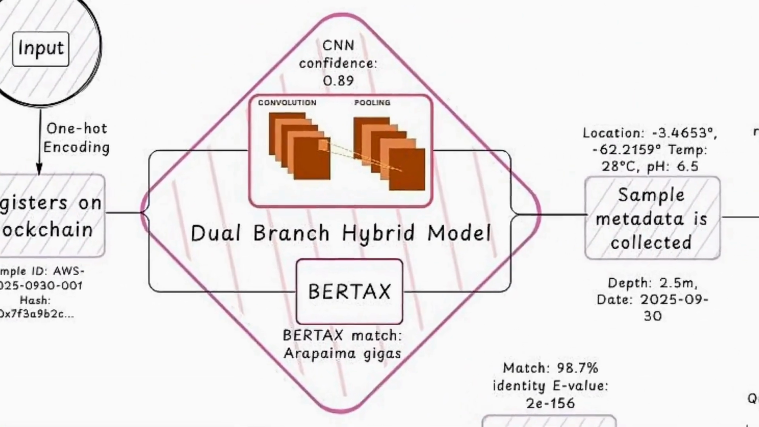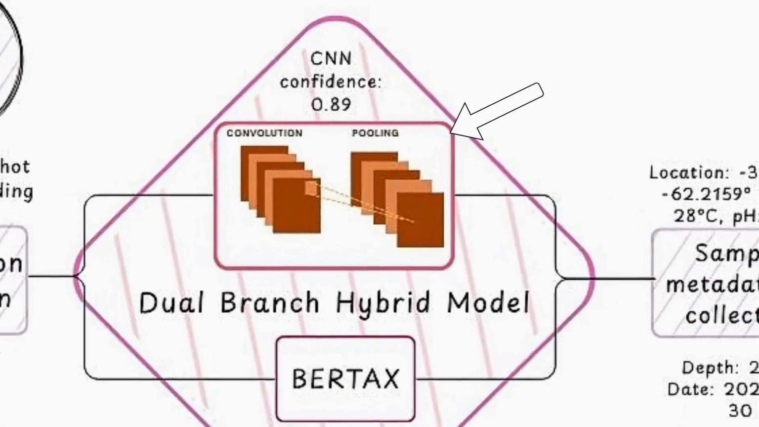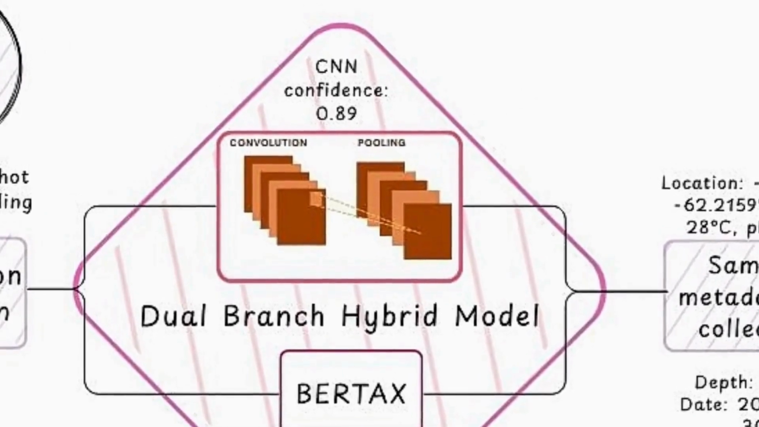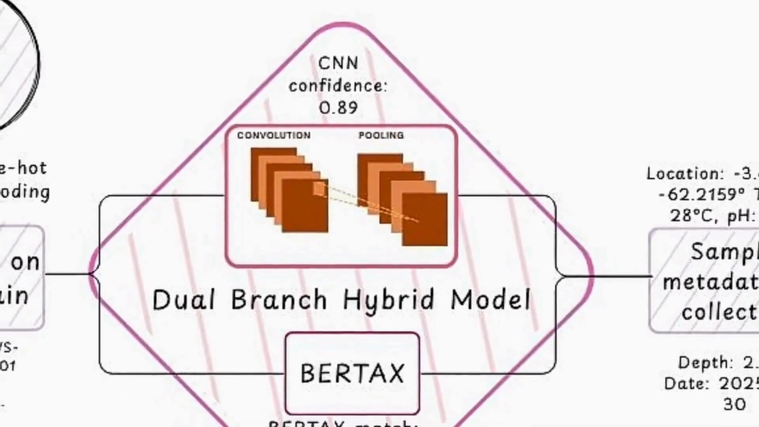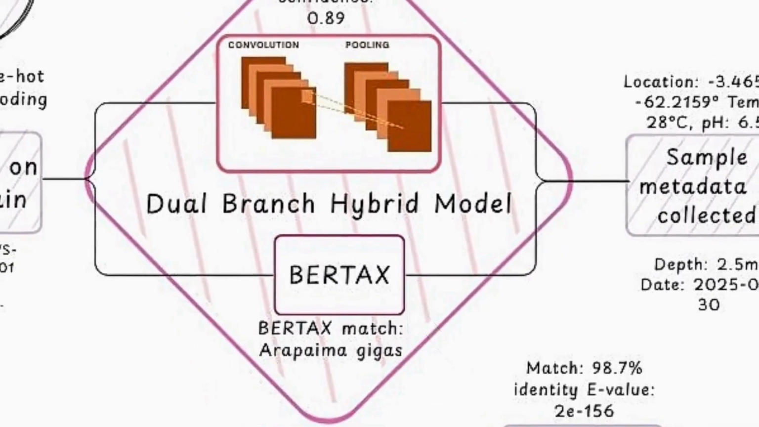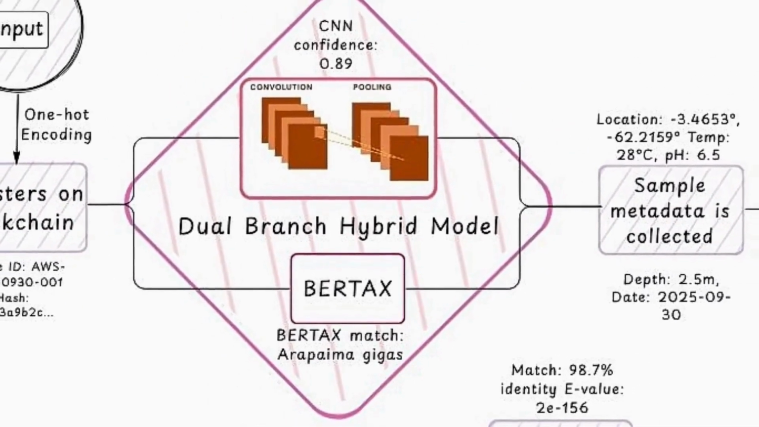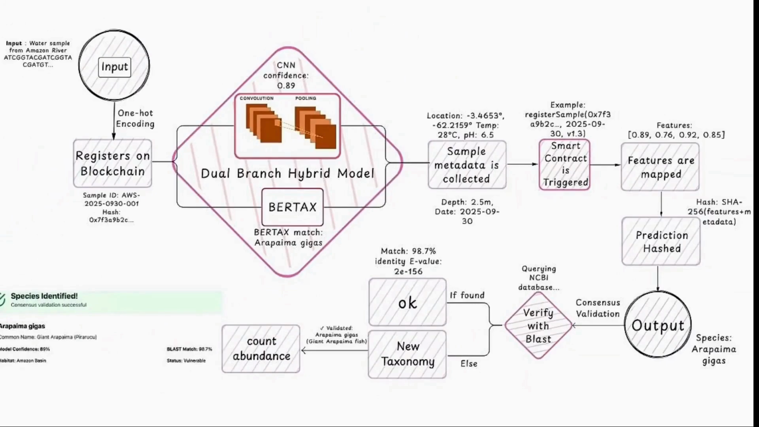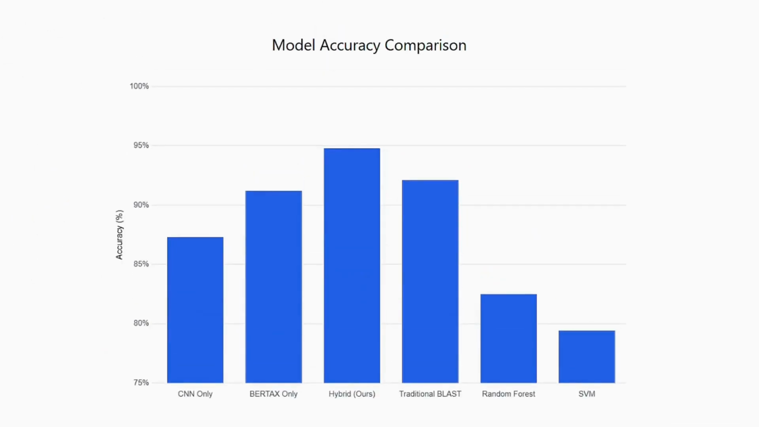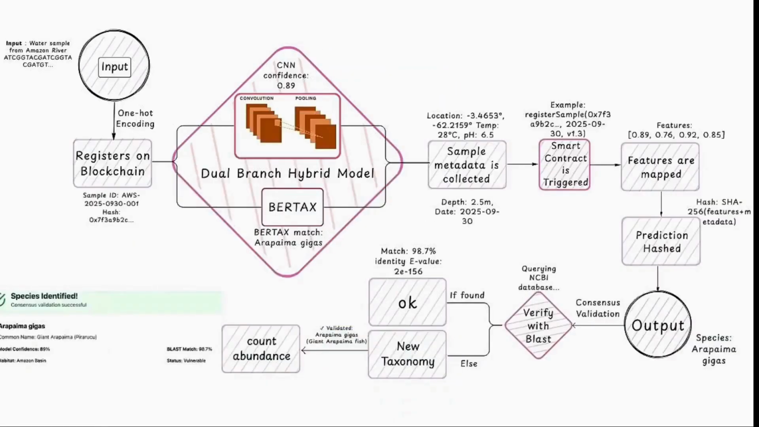The next step is dual AI analysis with a hybrid model. Our CNN model analyzes the sequence patterns, providing an initial prediction with confidence scores. Simultaneously, BERTax, a transformer-based model specifically trained on taxonomic data, validates the classification. Both models run in parallel, providing independent predictions with confidence scores. As we can see, our hybrid model achieves 94.8% accuracy, significantly better than any single model. It's 10 to 20x faster than traditional BLAST while maintaining comparable accuracy. CNN excels at local pattern recognition and BERTax excels at contextual understanding.